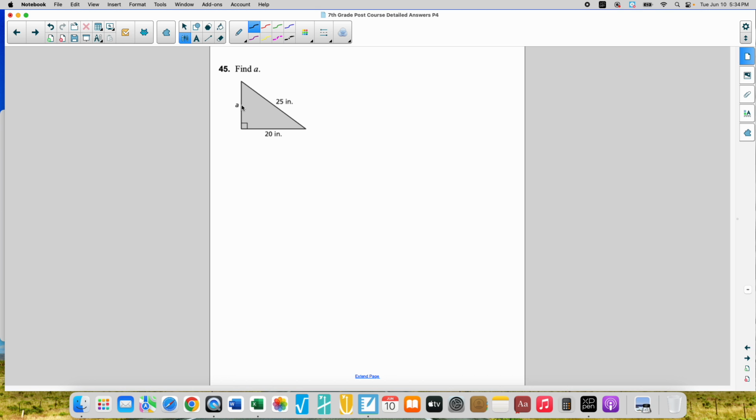All right, here we have a triangle. It is a right triangle. We have to notice that. And we have 2 legs. These are the legs of the triangle. We call these the legs. And the side opposite the 90-degree angle is called the hypotenuse. So there are 2 important things, legs and hypotenuse.